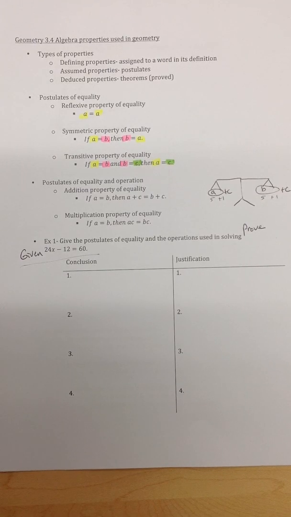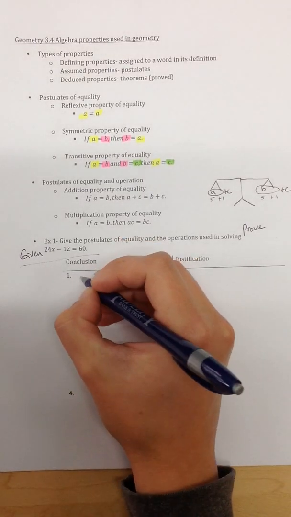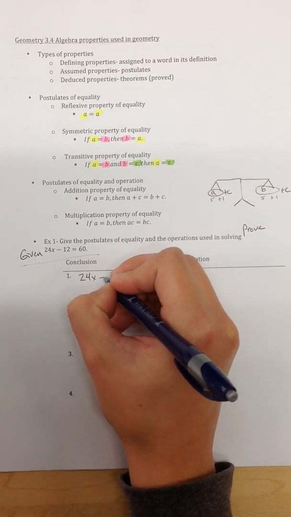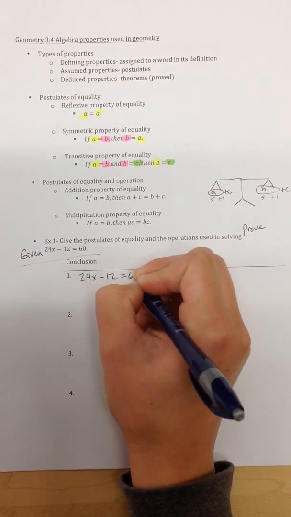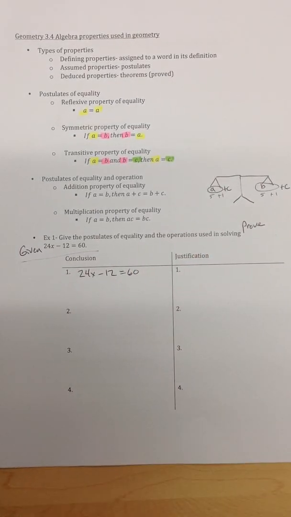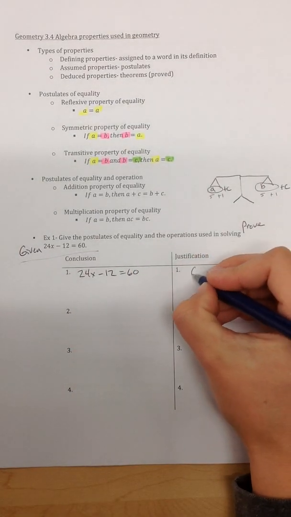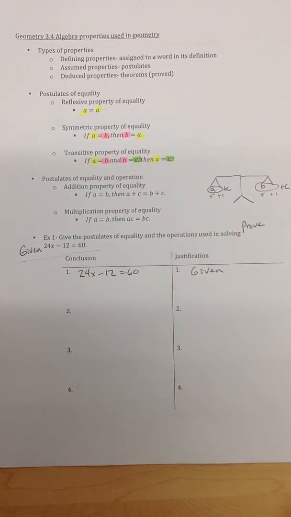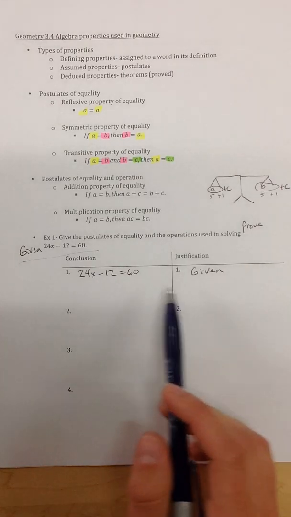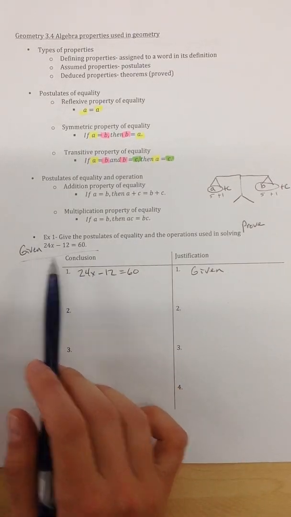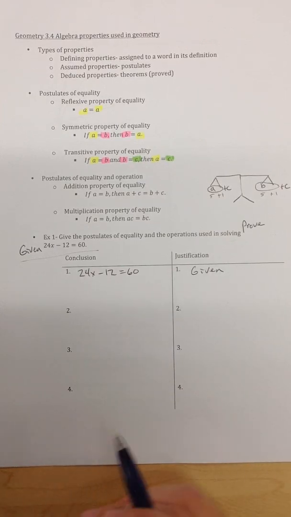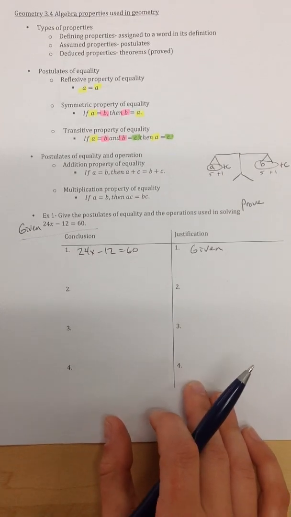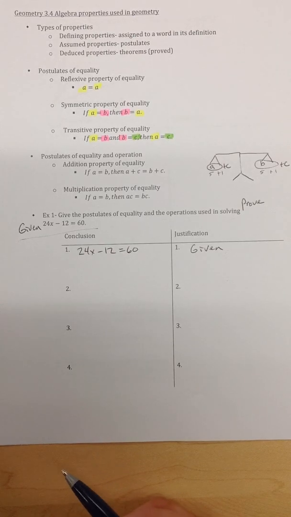Okay, so when we fill these out here, our given is the first thing listed, so we're going to write 24x minus 12 is equal to 60. And then our justification for writing that is, well, they told us that in the problem, so we just say that's given. Probably 90% of the time, the first one is going to be given. That's not always true, so don't just write given right away. But if they do tell you this information right in the problem, then we can write given as our justification. Okay? So now we solve this like we did back in algebra.